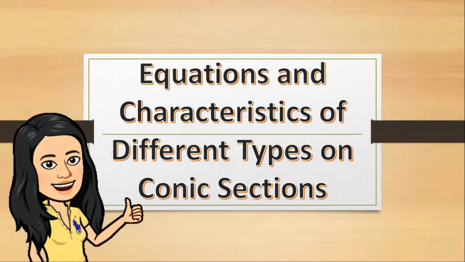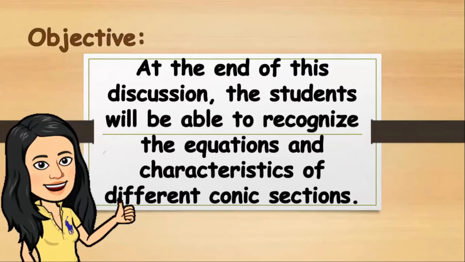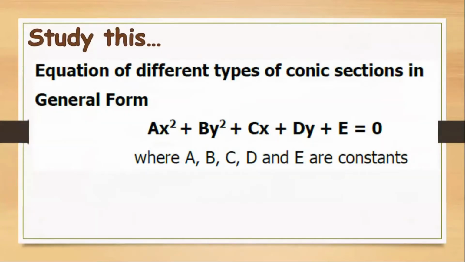This time, our topic is about equations and characteristics of different types of conic sections. So, at the end of this discussion, the students will be able to recognize the equations and characteristics of different conic sections. So, let's have this. Equations of different types of conic sections are in this general form: Ax squared plus By squared plus Cx plus Dy plus E equals 0.